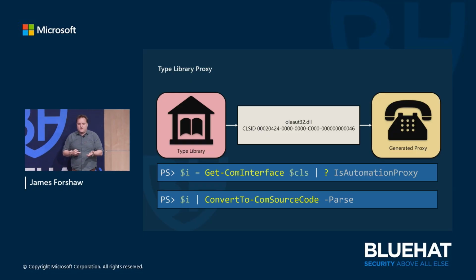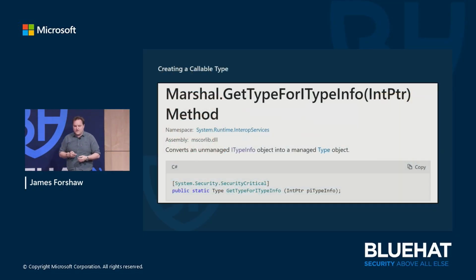So again, this is exposed. You can call Get-ComInterface, which lists all the interfaces in the database, and then there's an IsAutomation proxy command, which defines that this is an automation proxy. It's probably backed by a type library. Because it's a type library, it's really easy to parse, and you can format it into code. So the command will also spit out some useful code, so you can look at it.